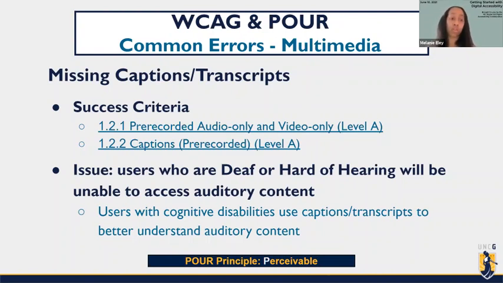This one here focuses on multimedia, specifically missing captions and transcripts for multimedia. The issue here is not having the captions or transcripts for people who are deaf or hard of hearing. They basically won't be able to access the auditory content. This means that they'll miss part or all of the message that's being conveyed by audio. But captions and transcripts also help people with cognitive disabilities, because a lot of times they will use the text alternative that's available to help them understand the auditory content better.